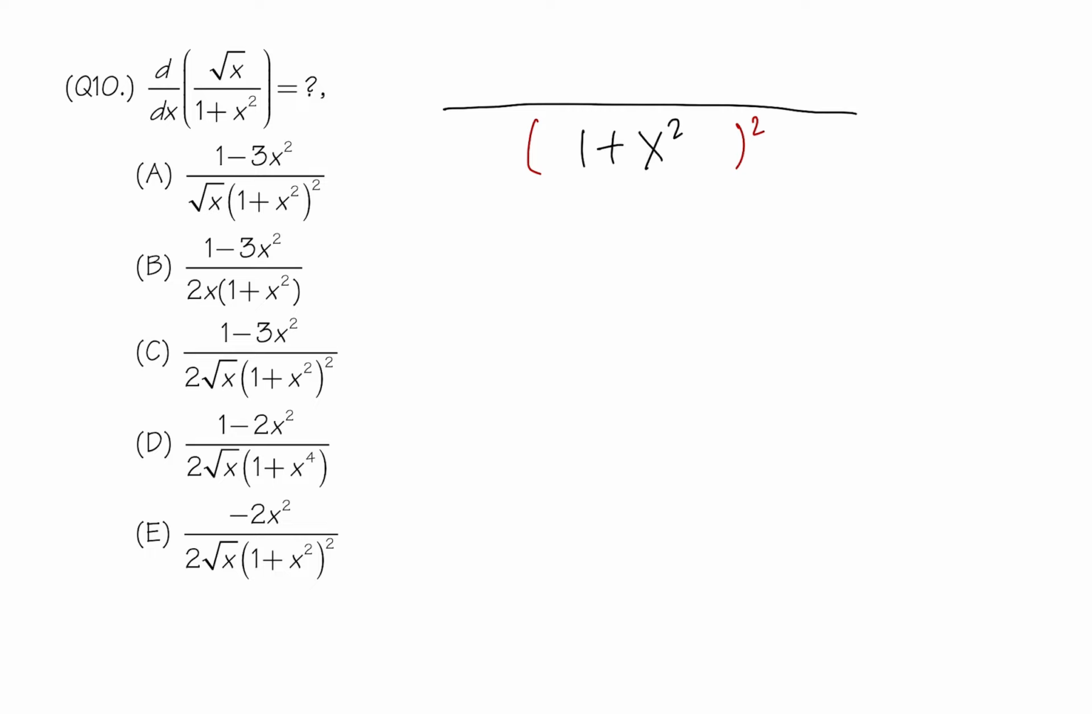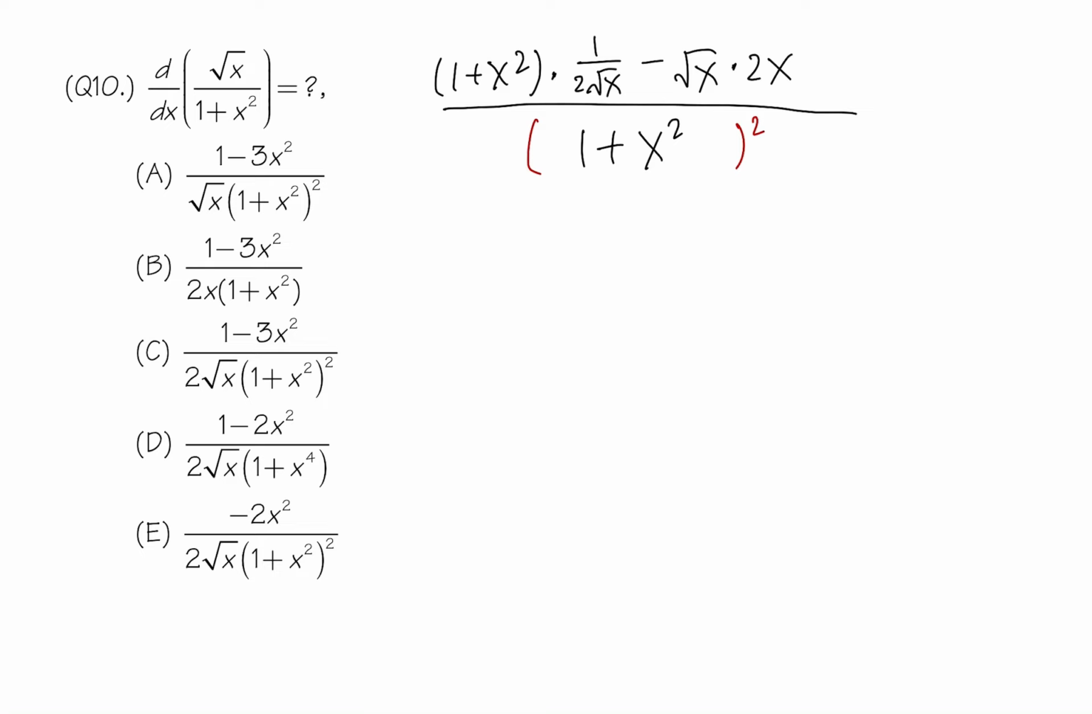On the top, we keep the bottom function, that's 1 plus x squared, times the derivative of the top. The derivative of the square root is 1/2 square root of x. Continue, minus the top function, which is square root of x, times the derivative of the bottom. Derivative of 1 is 0, derivative of x squared is 2x. Alright, so again, this is pretty much it for the derivative. The rest is just going to be the algebra.